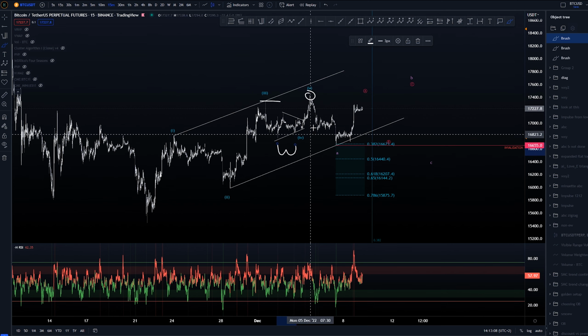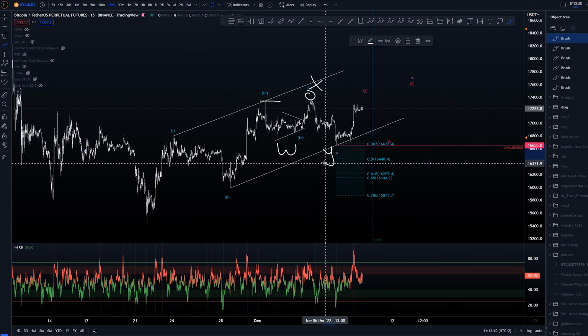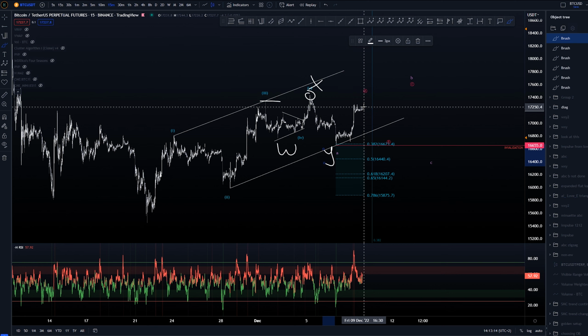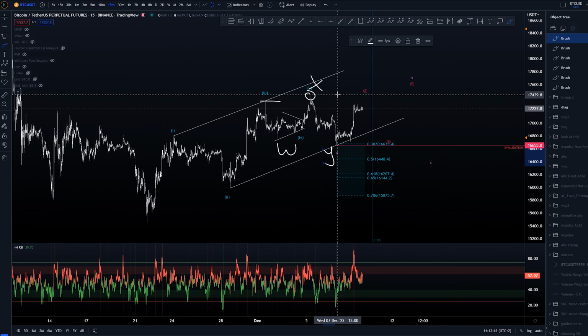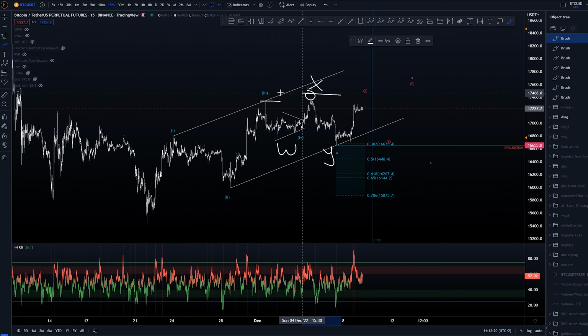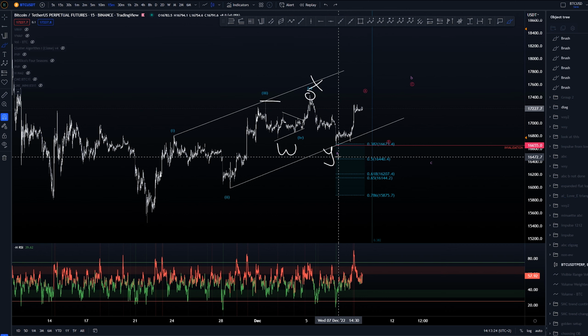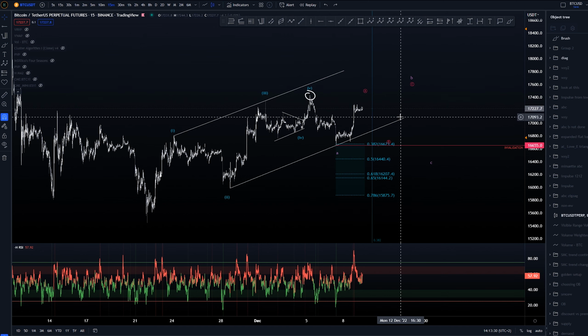So this would be a W, this would be X, and wave Y. In diagonals, that shouldn't be possible, because again, the idea is that we can't have flats in diagonals at all in these wave 4 positions or wave 2 positions. So with that idea, this is not possible, the diagonal idea at all.